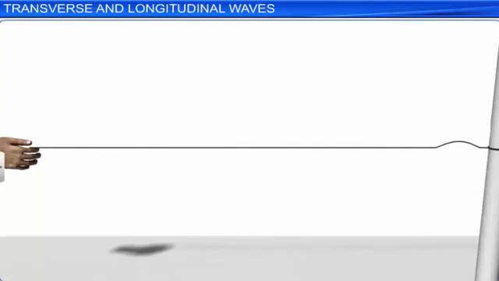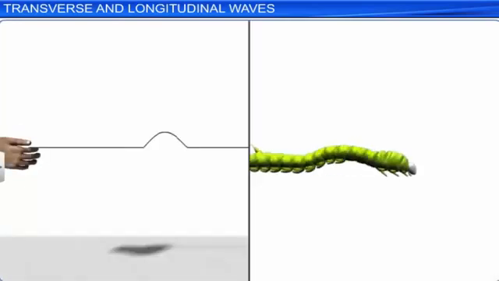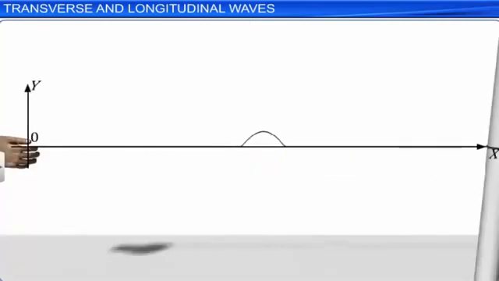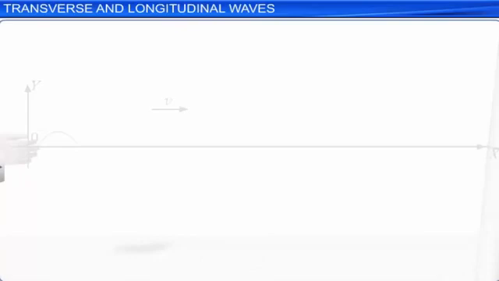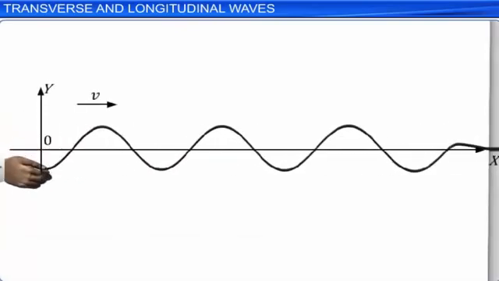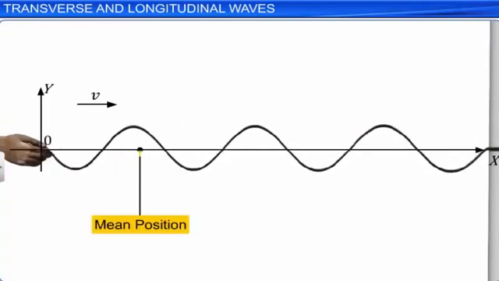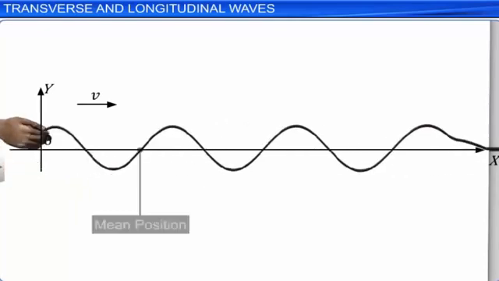The pulse that traverses through the string moves with a certain velocity v. Next, when the hand is moved up and down continuously about the mean position with a simple harmonic motion, a continuous wave, which is sinusoidal in shape, travels along the string with a velocity v. There are two ways to study the wave formed in this process.